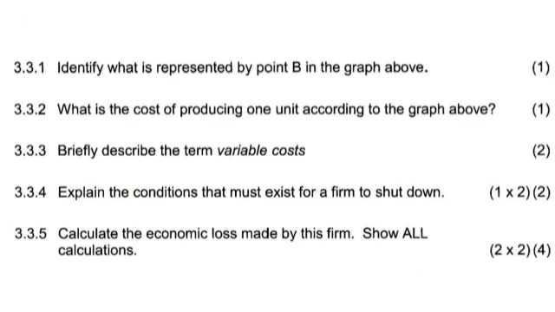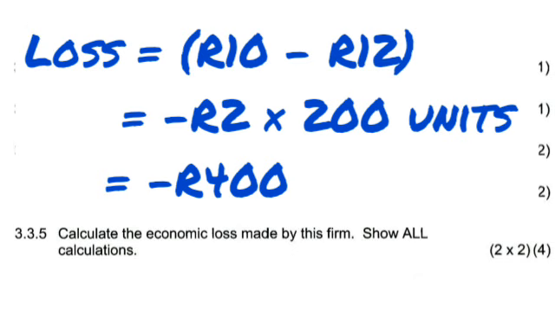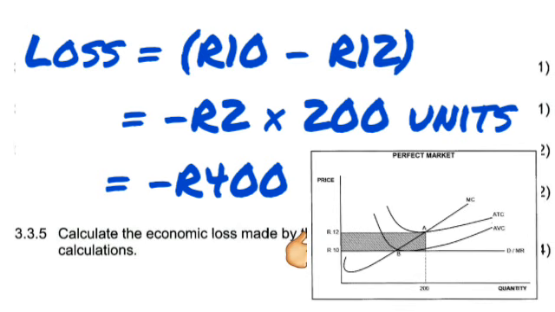3.3.5 says calculate the economic loss made by this firm, show all calculation. As we have already established from the graph that we saw, we are dealing with a loss because why? Our revenue of 10 rands is less than our cost of 12 rands. So that's where we start. We are going to say that our revenue of 10 rands minus 12 rands as our cost, that's going to give me a loss of minus 2 rands.